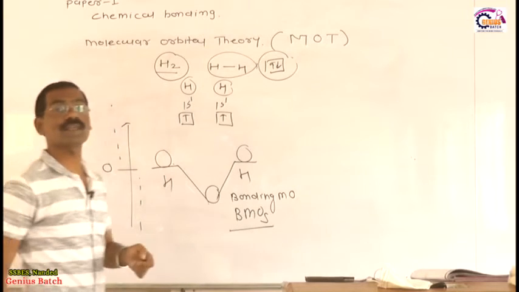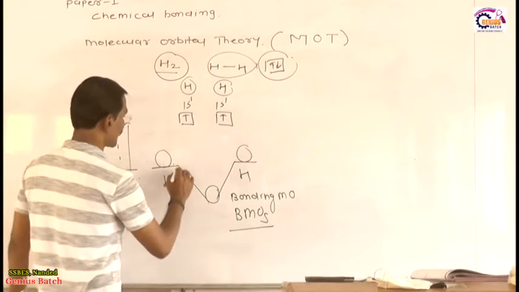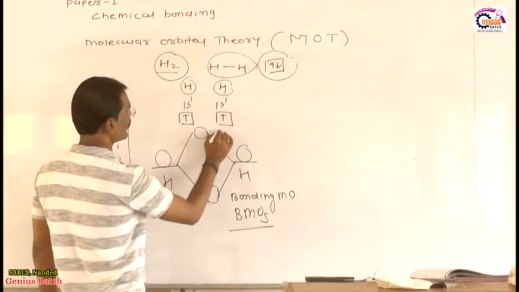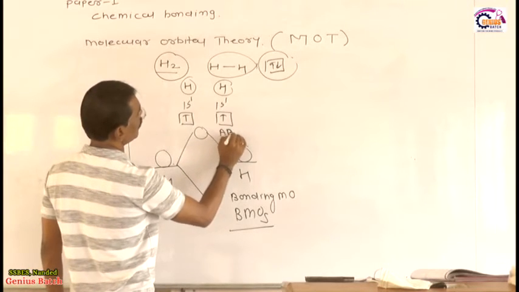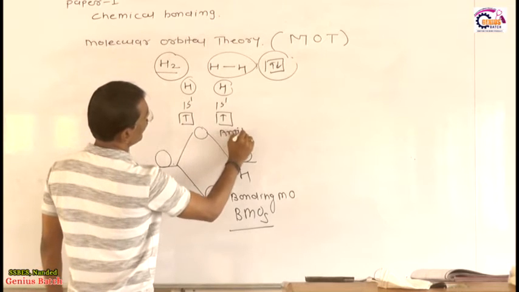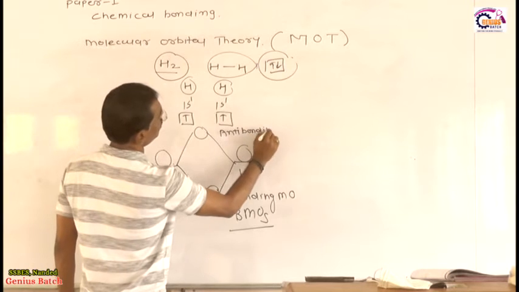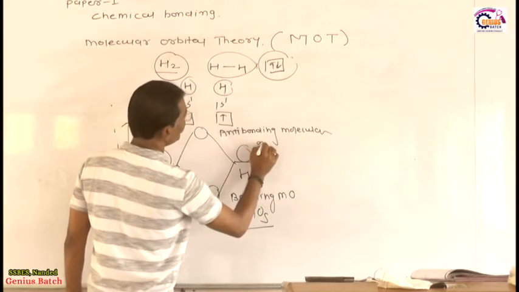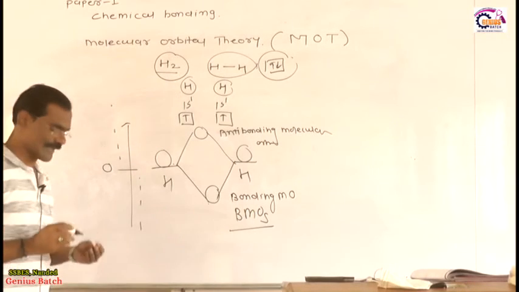This is known as the bonding molecular orbital. And the other orbital is higher in energy, and this higher energy orbital is called the anti-bonding molecular orbital. Is it okay?